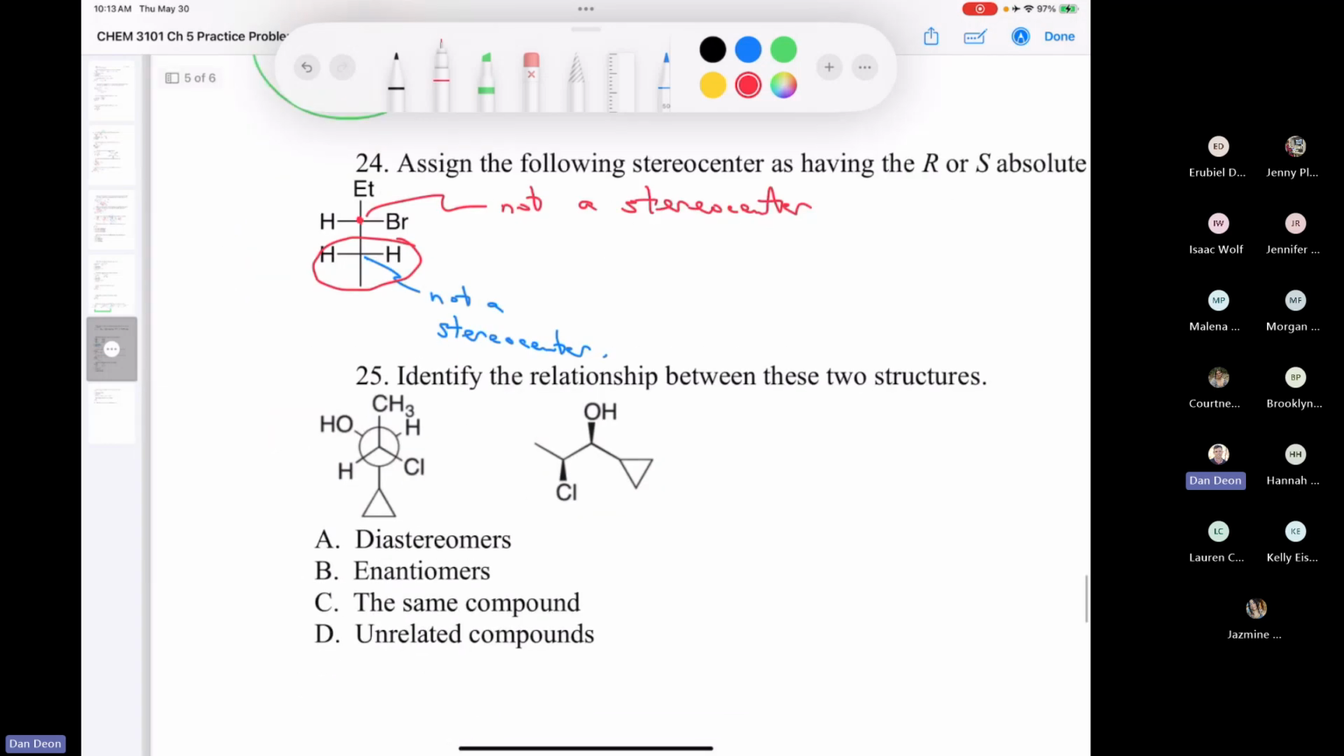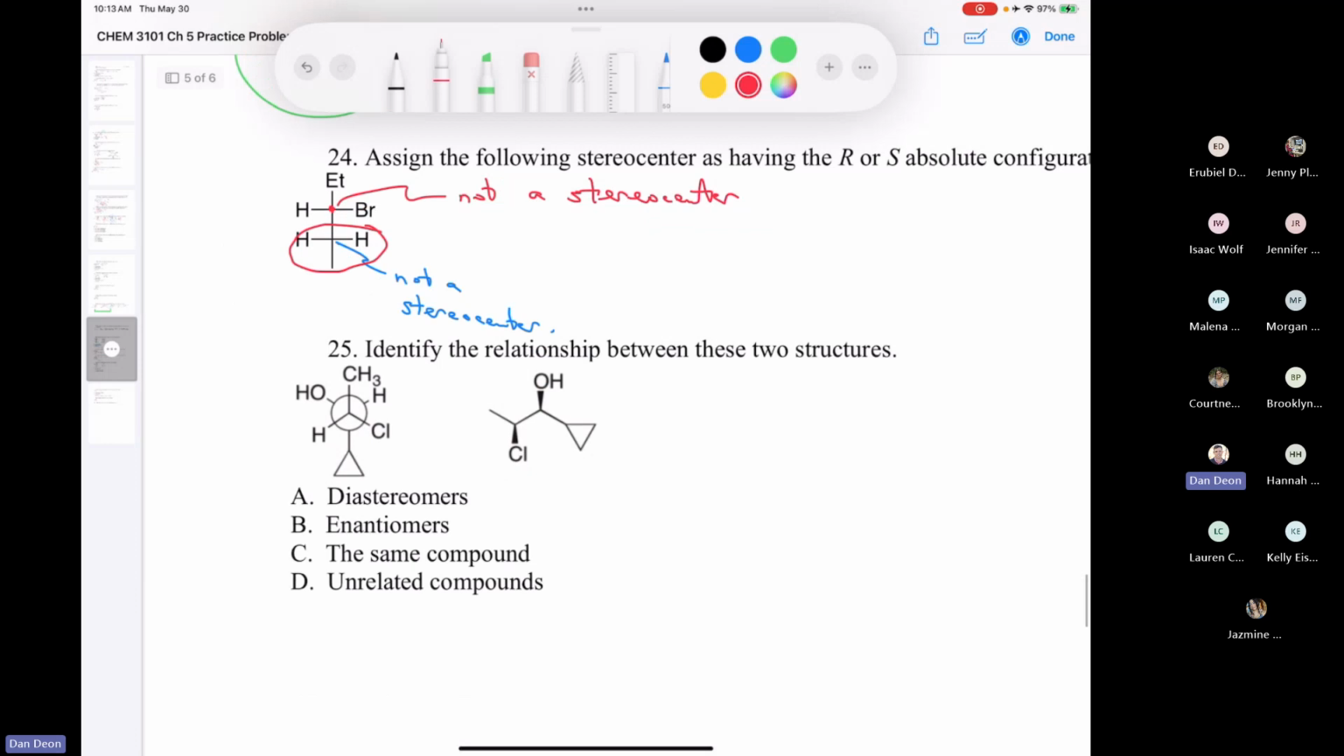Okay, let's try this one here. It says identify the relationship between these. You've got two possibilities. You can draw the Newman projection linear in the plane. So if I take this compound and draw it so that the methyl group is in the plane like this, then I would have the cyclopropyl over here just like this.